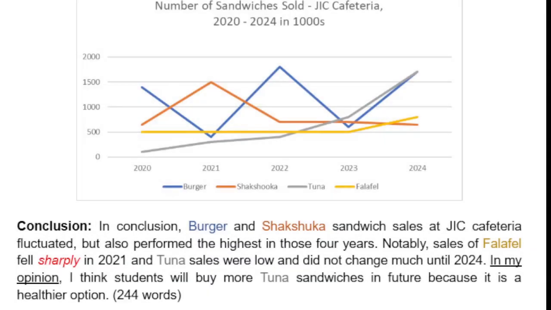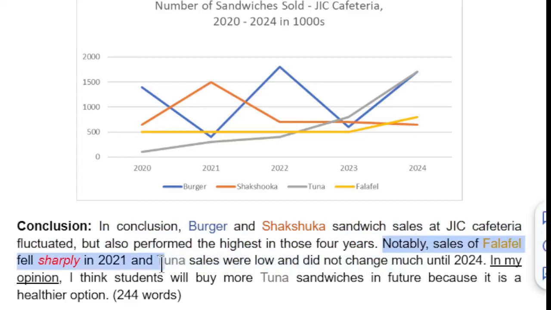In the conclusion, we simply repeat the kind of information that we wrote in the introduction, speaking about all 4 items in general terms. And it reads as follows. In conclusion, burger and shakshuka sandwich sales at JC cafeterias fluctuated, but also performed the highest in those 4 years. So we're saying here they went up and down, but they sold the highest overall.